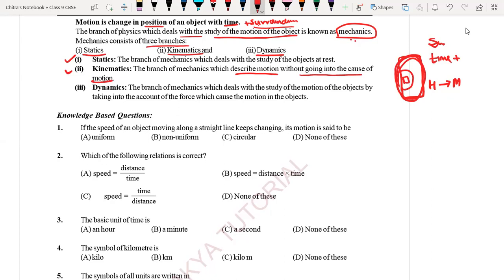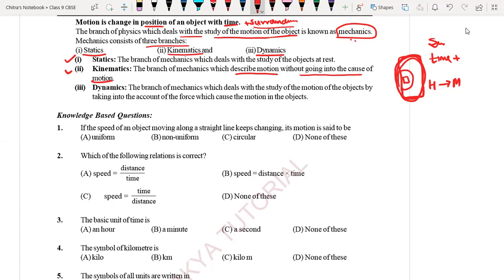We are discussing how motion is taking place. Suppose you are riding a bicycle. We will study only the motion of the bicycle, not why the bicycle is in motion. It is moving because you are acting with force on the pedal. So we are not going to study the cause of motion.